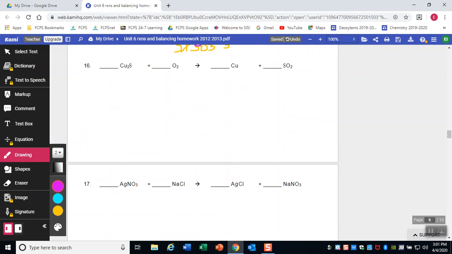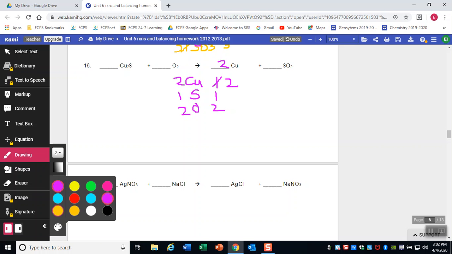All right, 16. Copper, sulfide, and oxygen. Good. This seems really easy. Sometimes you do the hard ones and it makes the other ones seem really easy. All I have to do is change my copper over here. So I have 2 coppers, right? And I think that's balanced. Let me check. That seems too good to be true.